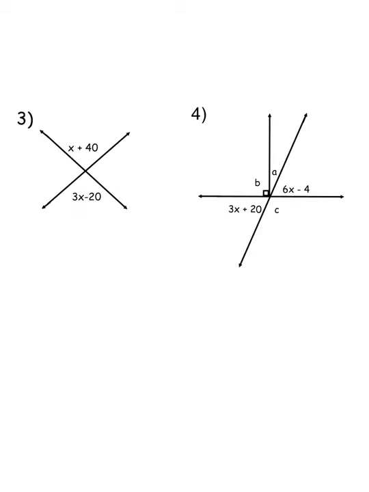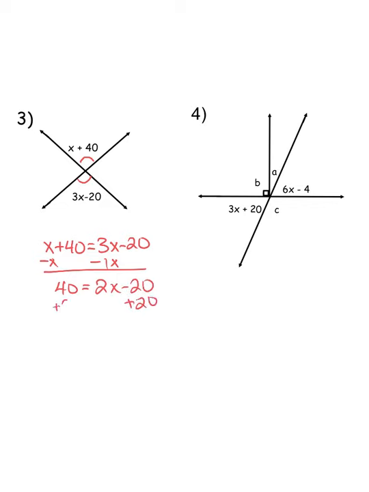Number 3 is an example of vertical angles because we have an x and we have the top and the bottom. Those angles are equal or congruent, so x plus 40 equals 3x minus 20. If I move my x's to one side, I get 40 equals 2x minus 20. I'm then going to move my numbers to the opposite side, so I get 60 equals 2x. If I divide, I get that x is equal to 30.